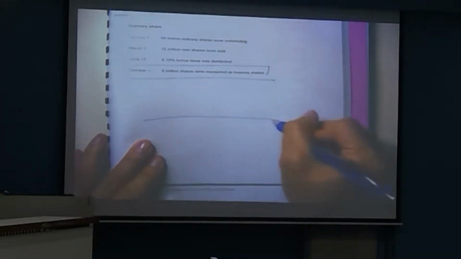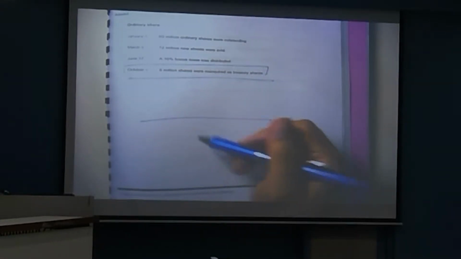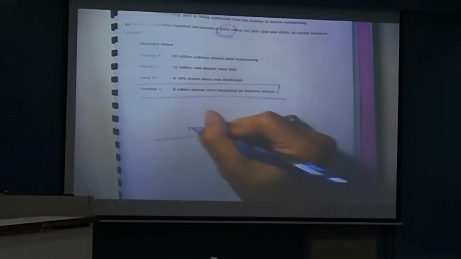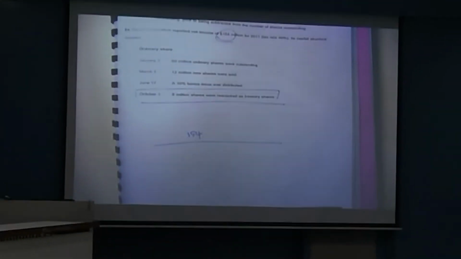So for the numerator, the numerator is the same. It's going to be 154. Nothing is going to change. It's still 154, but in terms of the denominator, what happened?